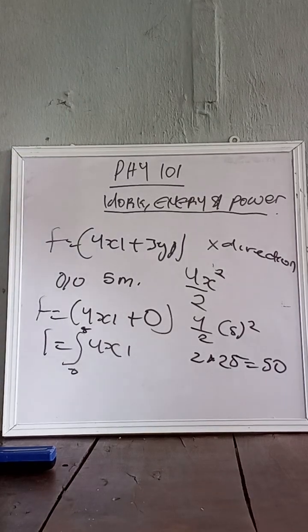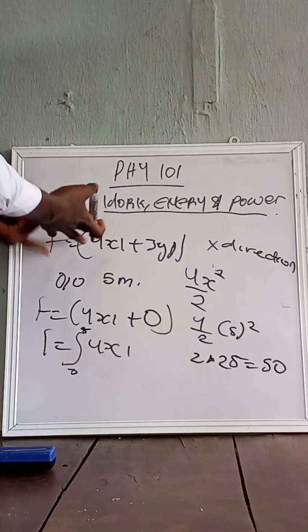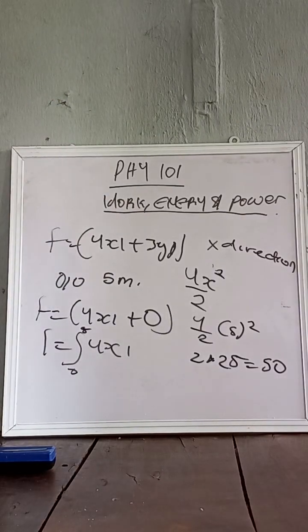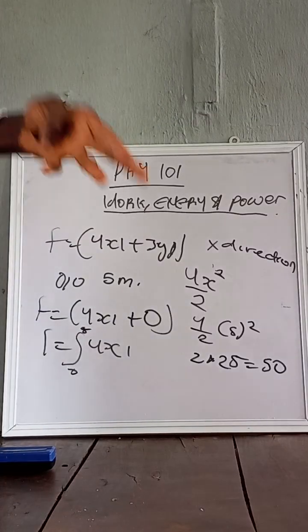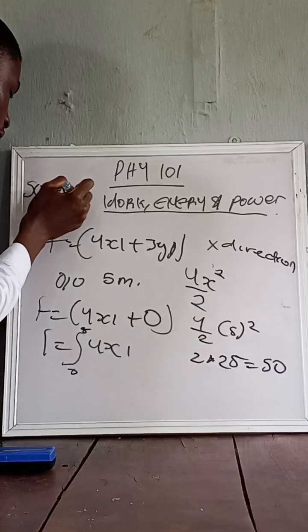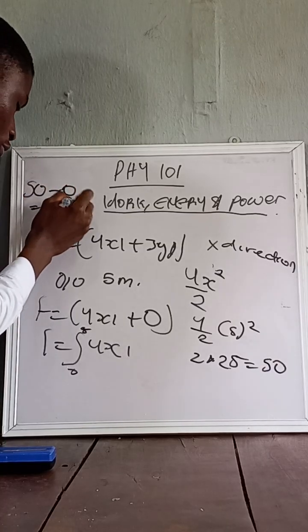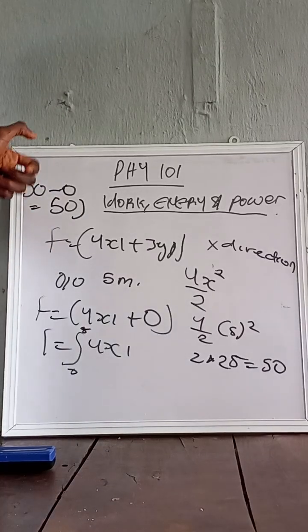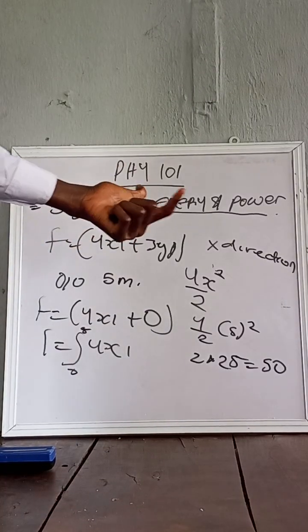Now let's do it for the initial again. But for the initial, they said it is equal to 0 now, 0 from the origin. So automatically that one will be definitely equal to 0. But I have to subtract my initial from my final. So I'm going to do 50 minus 0. Then I'm going to get 50 joules. So that makes the work done on that particular force equal to 50 joules.